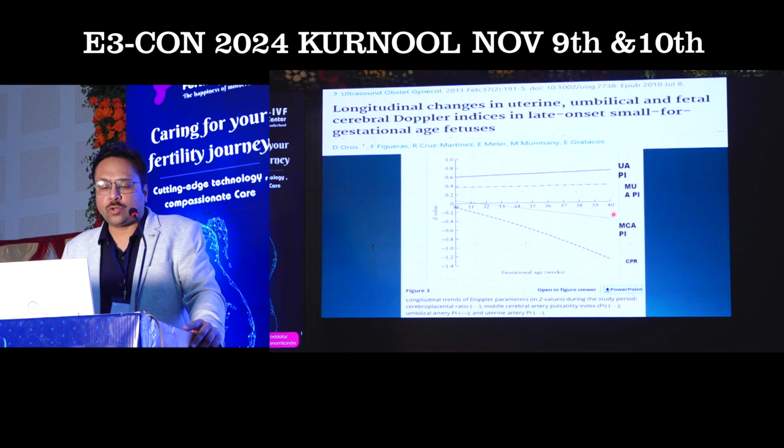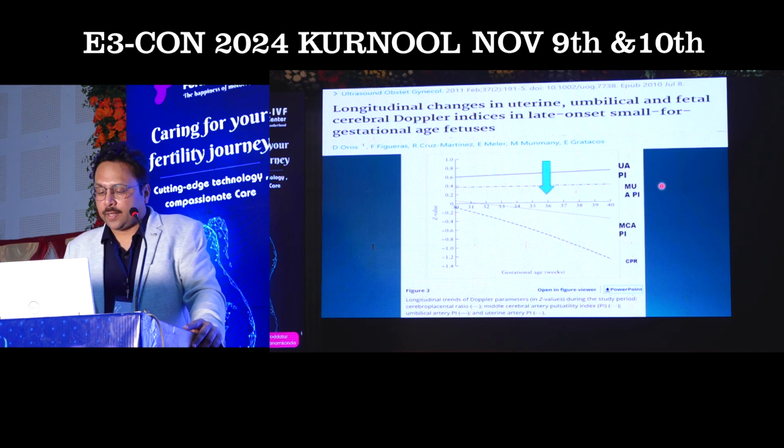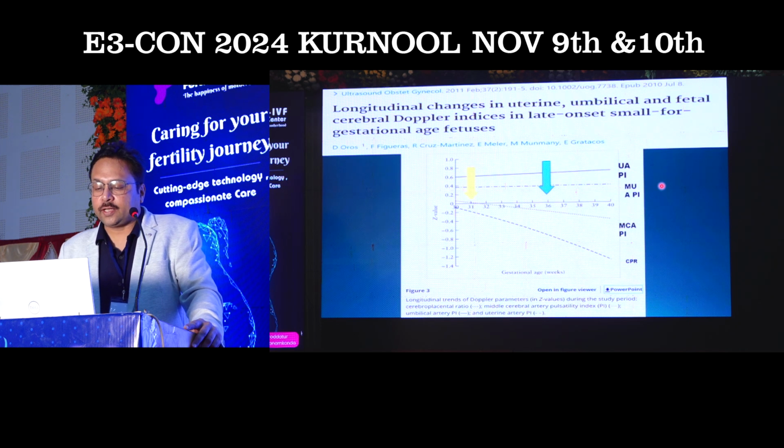This is a very famous OROS chart. It tells you about the sensitivity of all these Dopplers to fetal hypoxia. You can see the umbilical artery and uterine artery, they are linear, in a straight line, they don't show any change. But if you see the MCA and CP ratio, they are deflecting, going downwards, and if you see more carefully, the MCA starts dropping after 36 weeks, while CP ratio starts dropping after 31 weeks. This confirms that the sensitivity of CP ratio is more than MCA as a sensitive marker for fetal hypoxia.